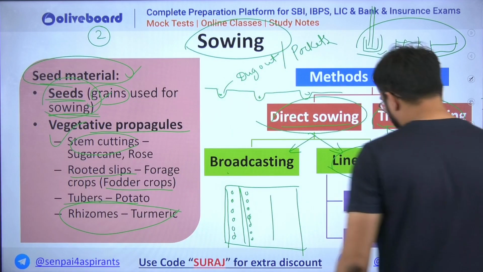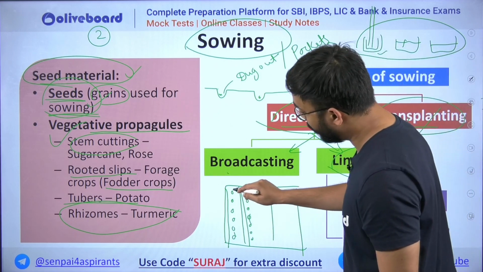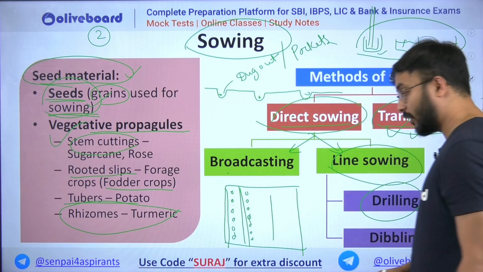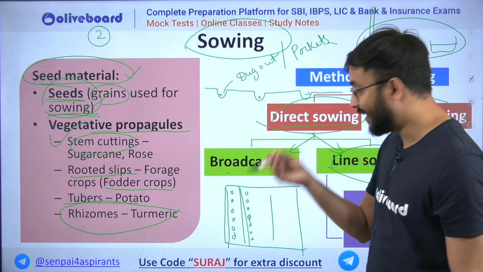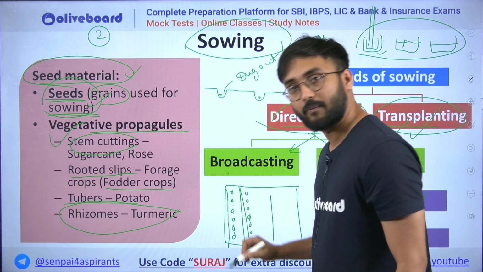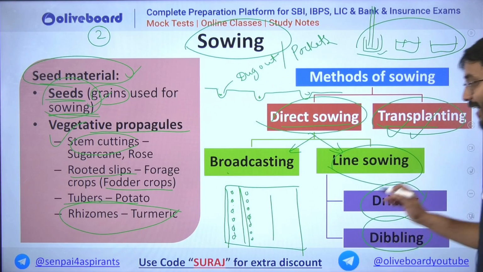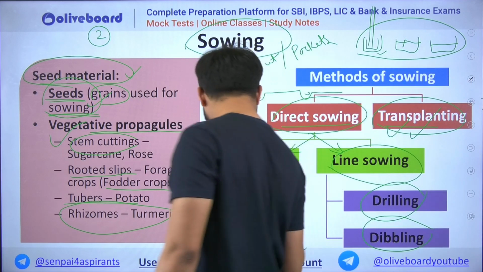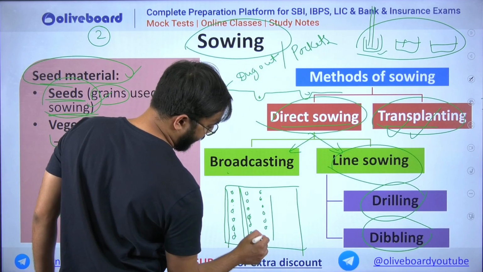in two types. First is drilling. So drilling is nothing but at the same time multiple drill holes are created, and in those multiple seeds are planted for their germination. Whereas dibbling is the second type, in which a single dugout or a single pocket is created.